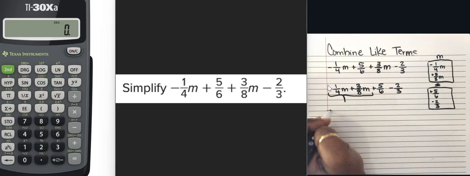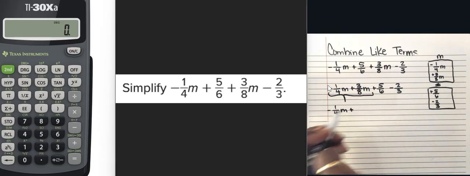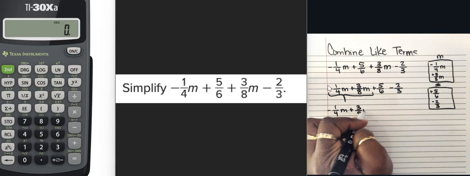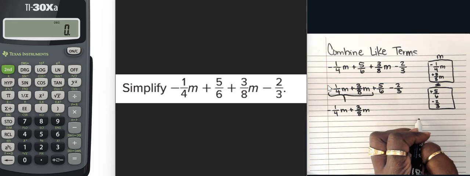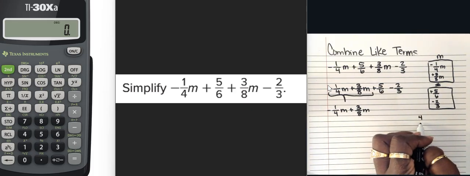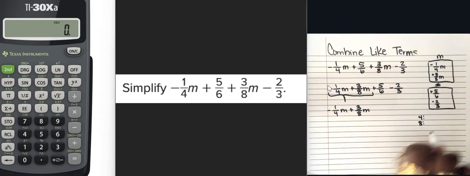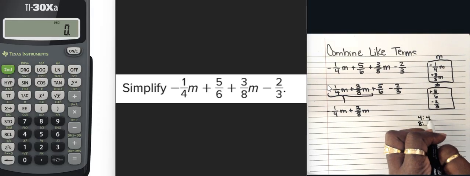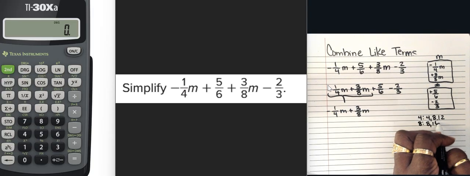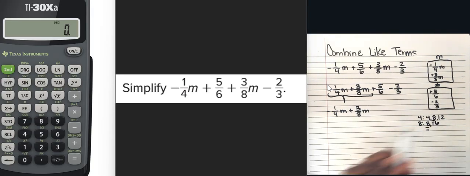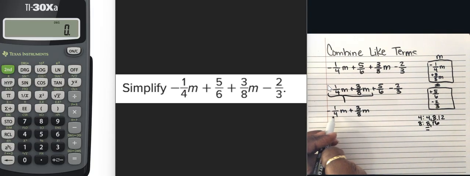So we have negative 1/4 m plus 3/8 m. Okay. And so we first need a common denominator. So we're talking about groups of four, multiples of four, and multiples of eight to find our common denominator. So we've got 4, 8, and 12. And here we've got 8, 16. The number that we have in common is going to be 8. So my new denominator is going to be an 8.